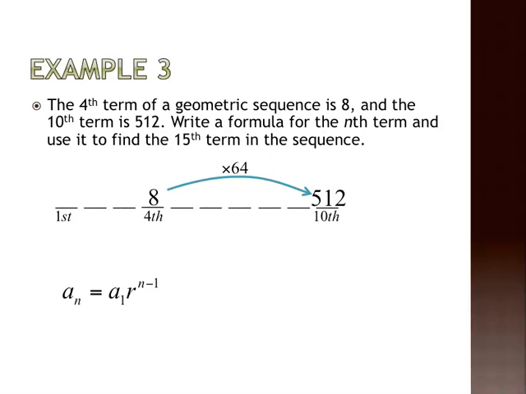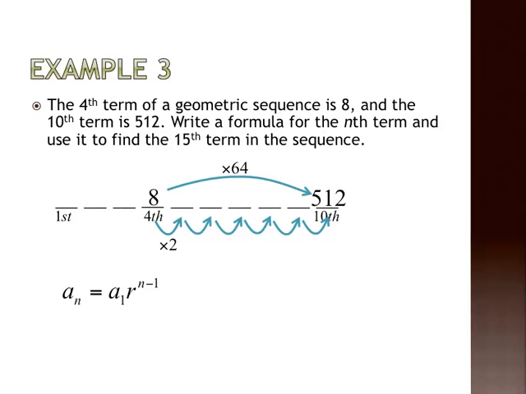Okay, how many times did we multiply by a number? Let's see. 1, 2, 3, 4, 5, 6. We multiplied some number 6 times, and as a result, we were multiplying by 64. Now, this might take a little bit of work to figure out when you're first starting out with these, but you'll also know that 64 is a power of 2. So, if we multiply by 2, 6 times is the same as multiplying by 64.